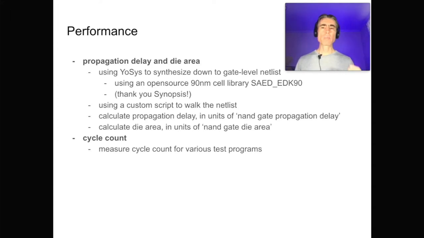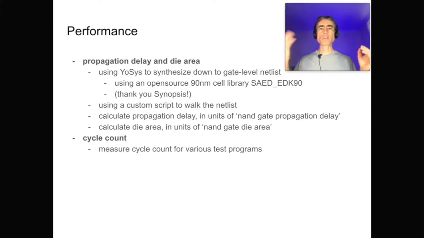What I'm doing is I'm using Yosys to synthesize down to a gate level netlist. I'm not doing layout here. I'm using the structure of the logic gates, like the network of logic gates, as a proxy for how much time will be in the propagation delay and the die area. But this doesn't take into account things like wire lengths and layout. So it's just a proxy. To get the exact propagation delay and die area, I would need to run layout, which I'm currently not doing, but will obviously do in the future.